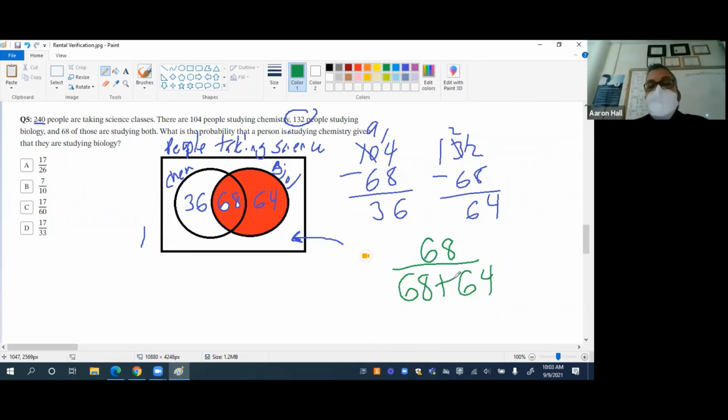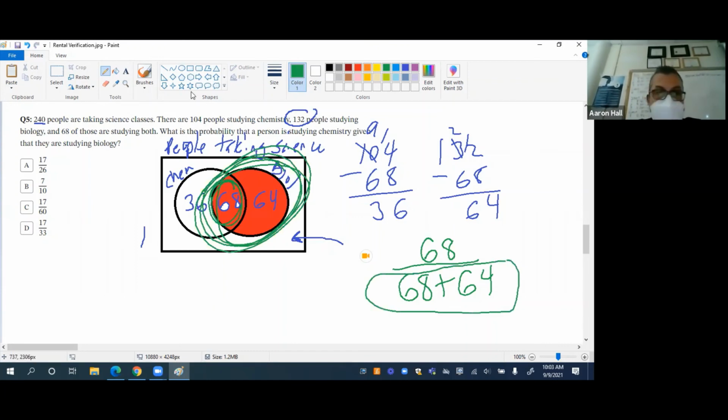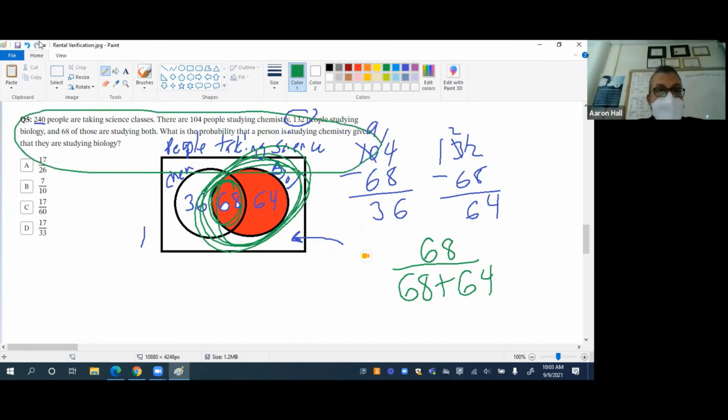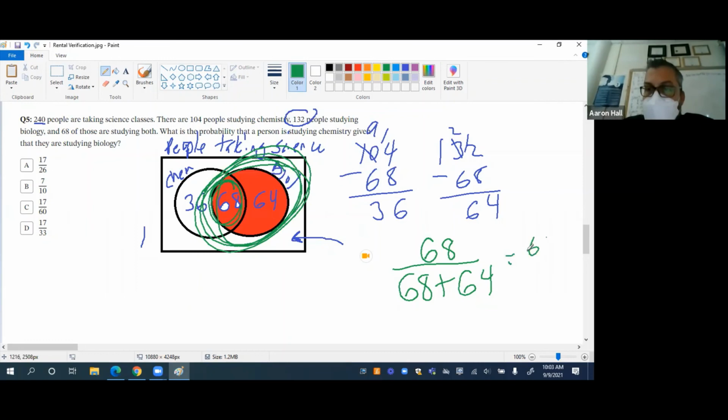Why? That's all of biology. It's this value here over this value here. We already know biology, so we don't actually have to count this up. What is it? Doesn't it tell us up here? That's 132. Is that biology? Yep, 132. So this is 68 over 132.